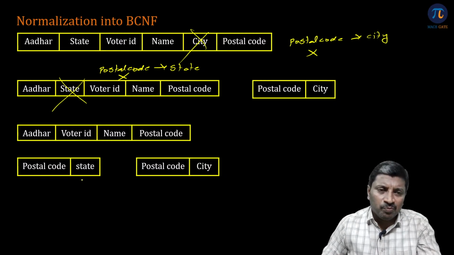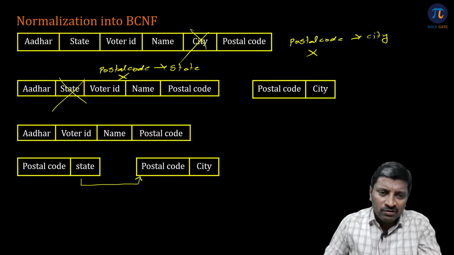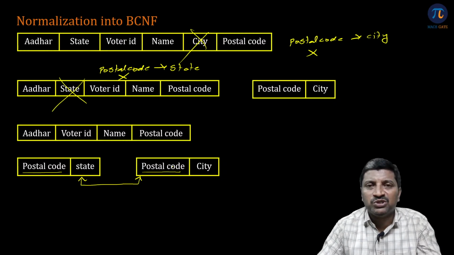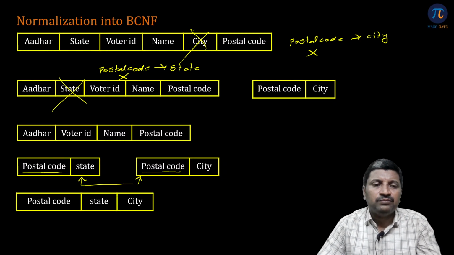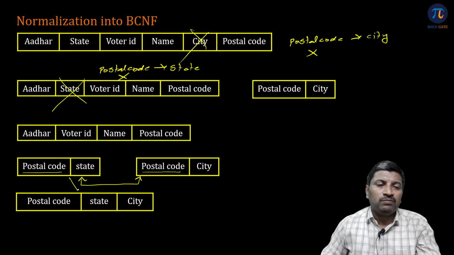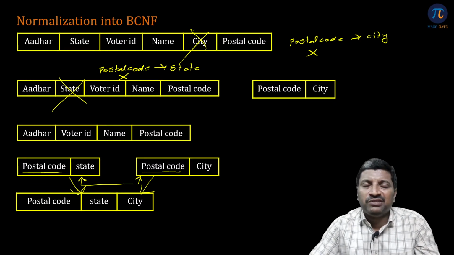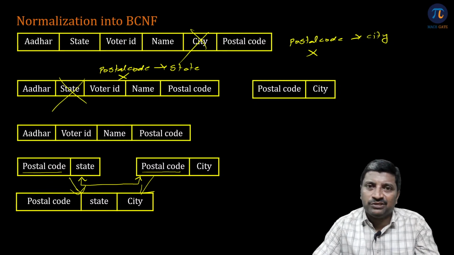This one. Now please observe these two tables. For these two tables, what are the primary keys? Postal code implies state, postal code implies city. So we need to combine these two tables into a single table. Postal code, state, city. Hope you understood it. So BCNF and 3NF both are the same employees. 3NF is liberal, BCNF is strict. That's it.